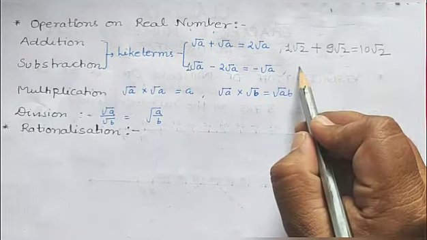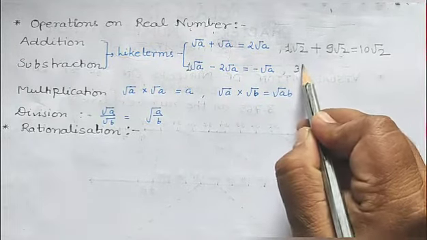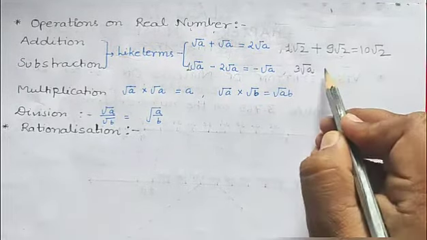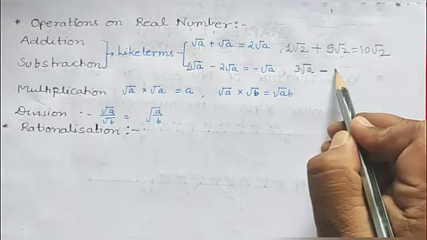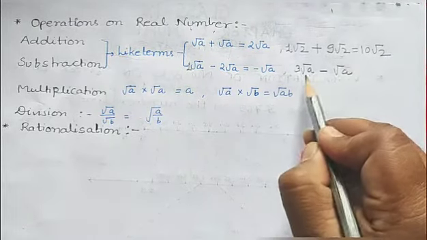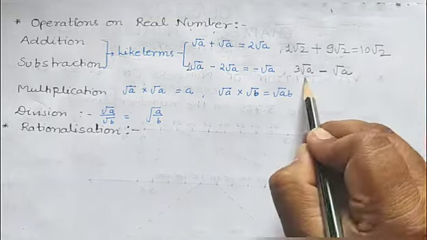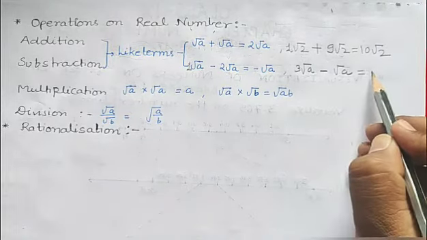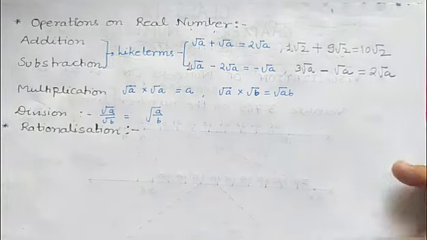One more example if I will give you, that suppose it is 3 under root a minus under root a. So it is the same, so it will be 3 under root a minus under root a is 2 under root a.